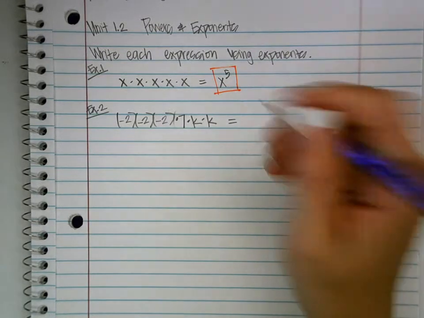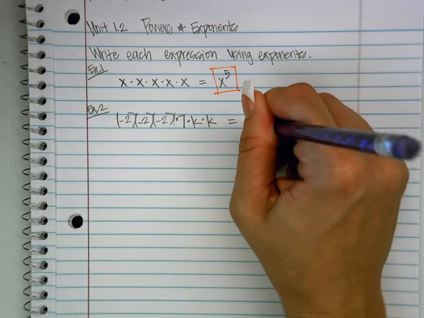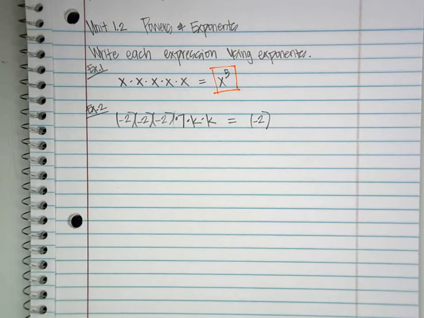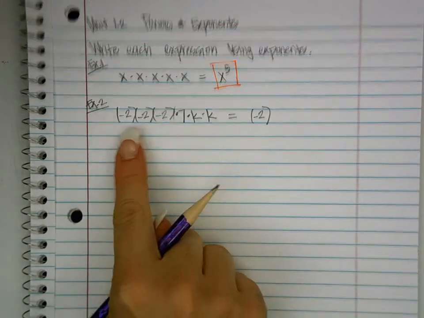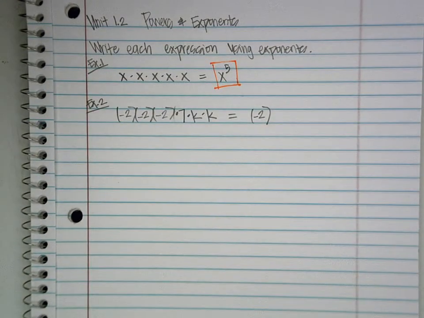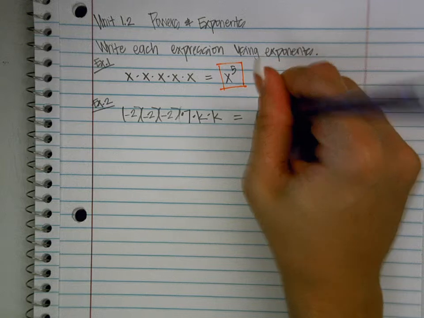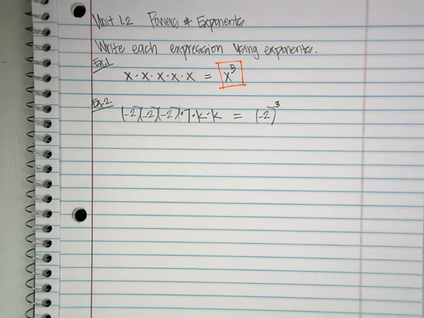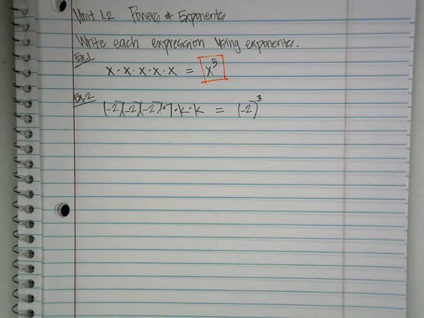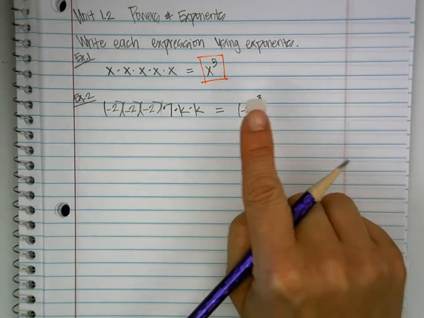So the first thing being multiplied is a -2. How many -2s are being multiplied together? 3 of them. So there is 1, 2, 3 of them, so you give it an exponent of 3. And remember, we said an exponent of 3 is called what? Cube. Okay, so you would say -2 cubed.